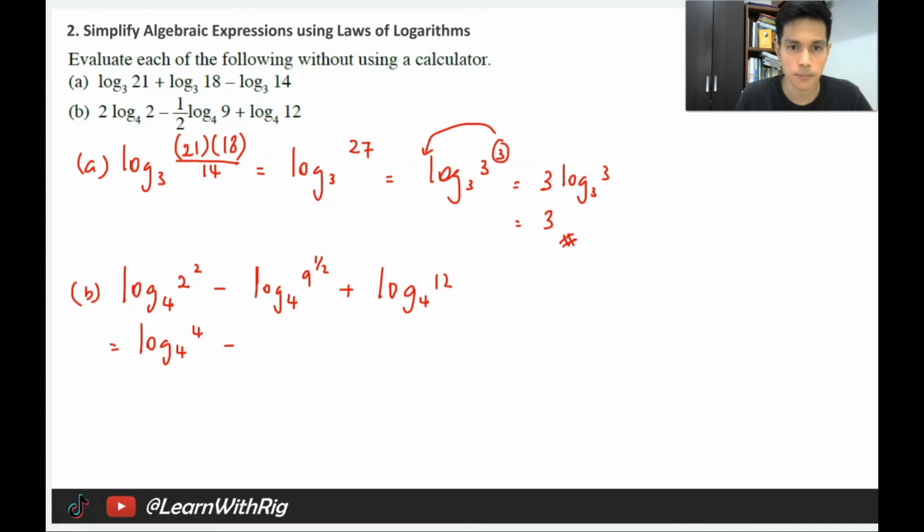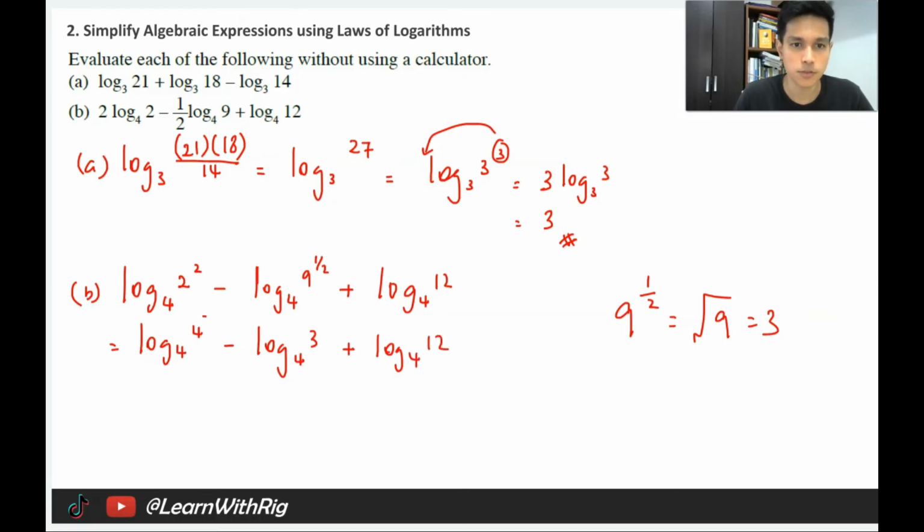Log 4 power 4 minus log 1 over 2. When you have 9 power 1 over 2, it is the same as square root of 9. Answer is 3. So log 3 base 4 plus log 12 base 4.